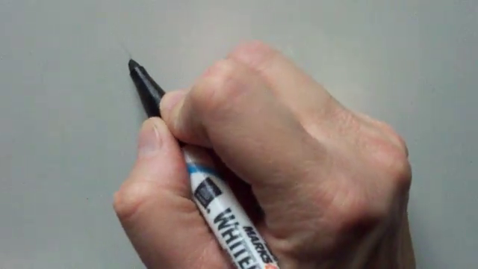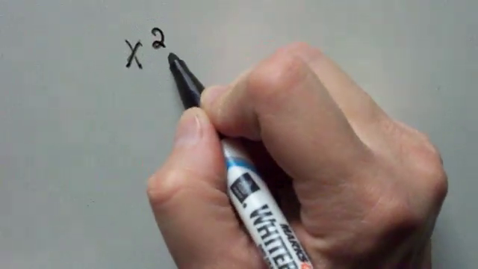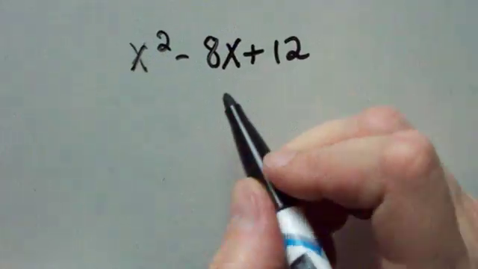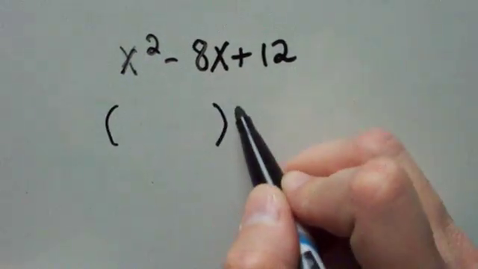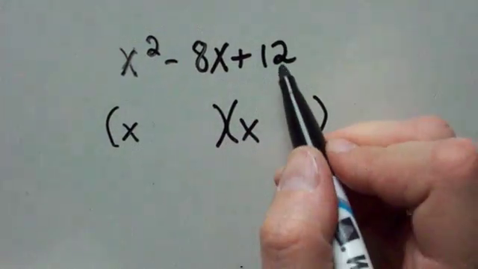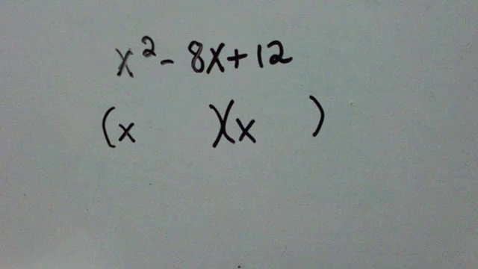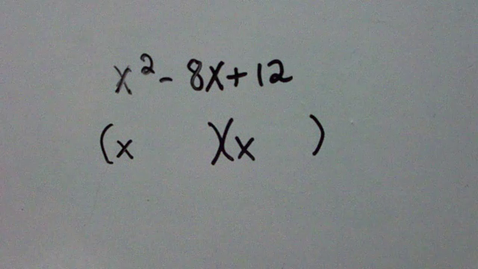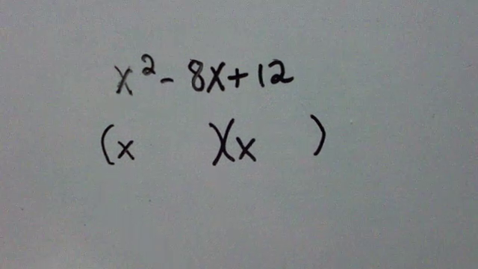Now, let's try something a little harder. See if you can factor this one. We're going to use FOIL. Let's set up our parentheses. Our first term is easy. What's a fairly typical way to get to 12? By multiplication. Well, 4 and 3, but that won't let us add up to get to 8.